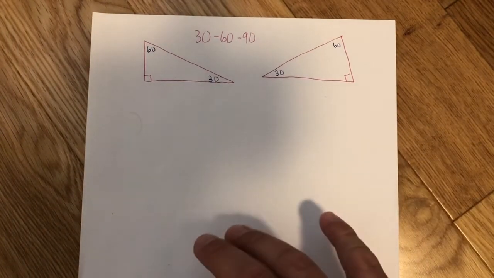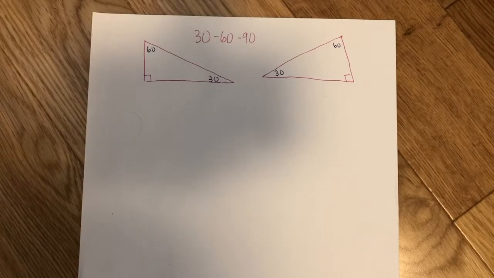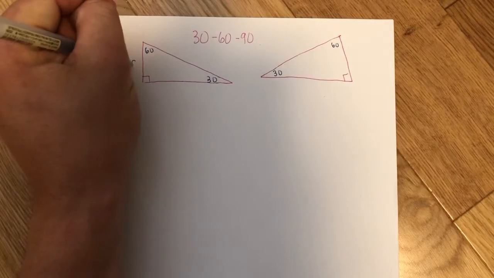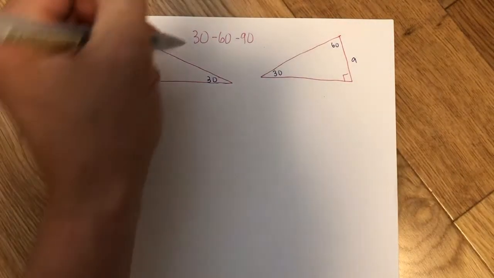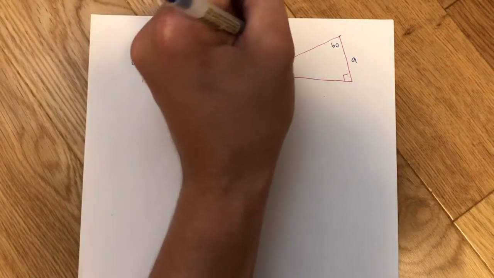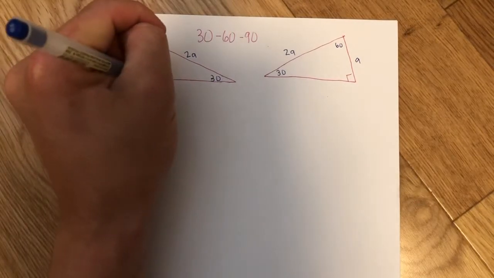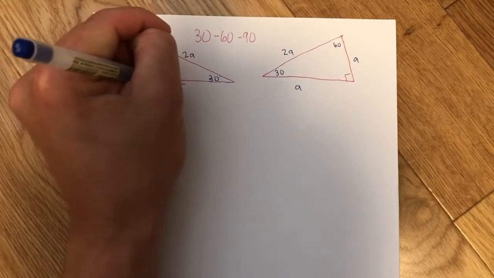As I said in the previous video, the 45, 45, 90, this one has a little bit harder sides to remember, but it's not that bad. So I'm gonna use A again. The short side is always A. The hypotenuse is always twice as long as that. And the middle side is A times root 3.